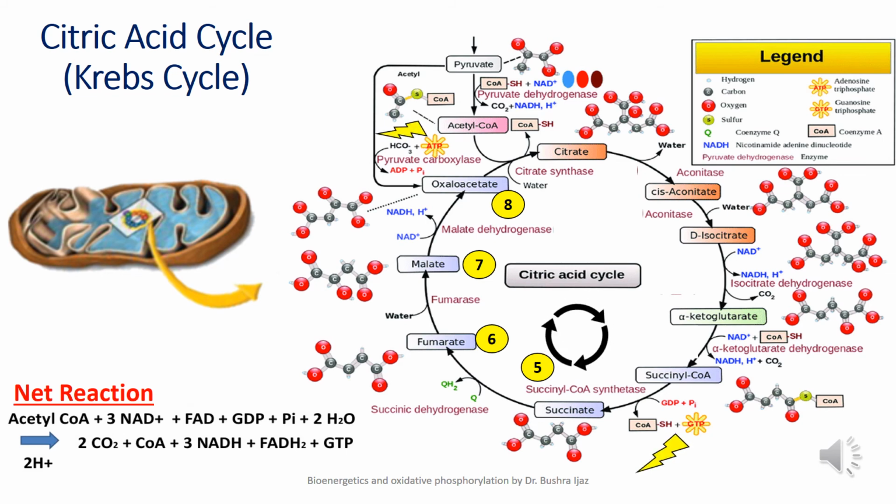Now look at step number 5. You see a phosphate group is substituted for coenzyme A and a high energy bond is formed. Now, this energy is used in substrate level phosphorylation during the conversion of the succinyl group to succinate to form another GTP molecule, a guanine triphosphate, or an ATP molecule.